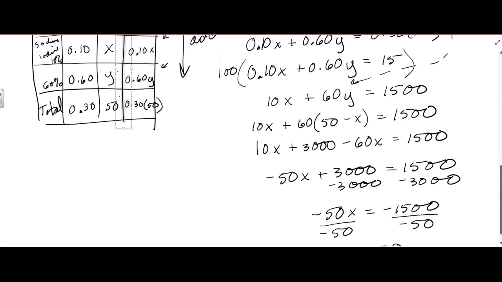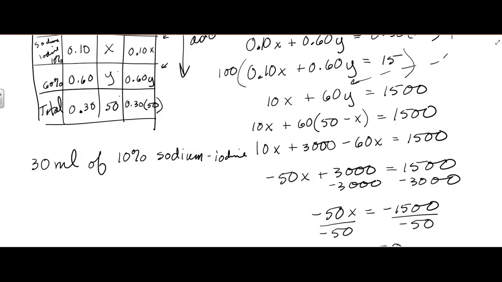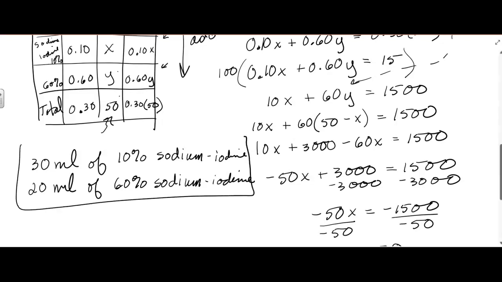Okay, so we need 30 milliliters of, now which solution was x? x was the 10%. So I need 30 milliliters of, and when you write your answer, you're going to have to say which one's which. So of the 10% sodium iodide solution. And then if I have 30 milliliters of the 10% and I want 50 altogether, then I need 20 milliliters of the 60% sodium iodide solution. Okay, so that's the answer right there.